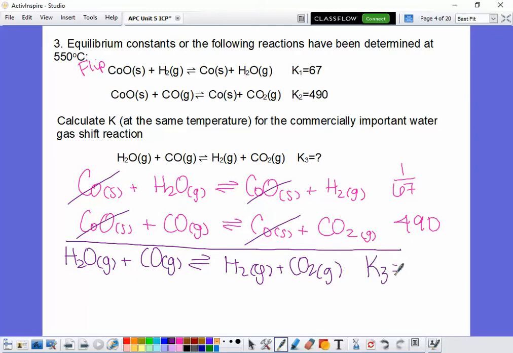Now, to find my overall K value, to find K3, we're not going to add the two K values together. Instead, we're going to multiply them. Okay, because that's all we've really done is we have combined these two reactions. Remember, in an equilibrium expression, everything's multiplication and division. So we really just multiply these two equations together in terms of the K value, in terms of the K expression. Okay?